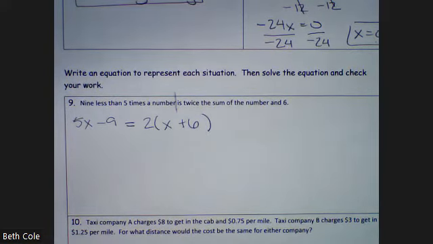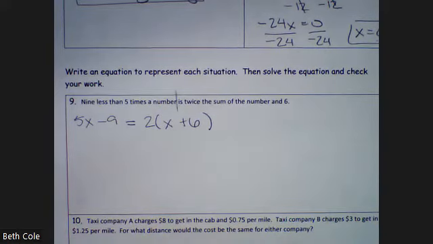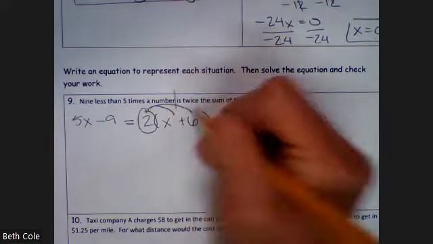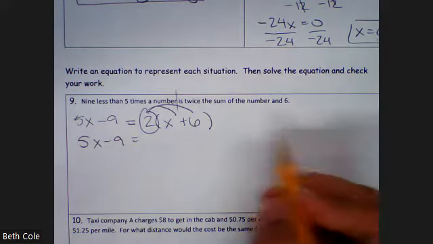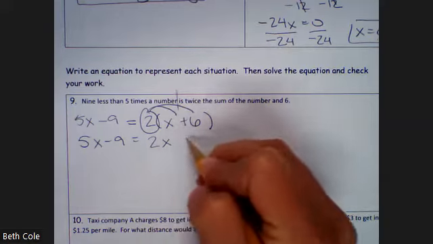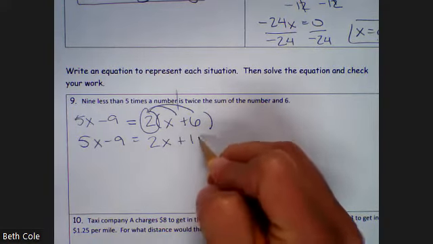And I said this last time, but I'm going to say it again. If you lose your mind, make up an equation and solve it. I'm not joking. I can give you partial credit for that. But if you leave the problem blank, I can't help you. Right? What are we going to do with this 2? What's our first step here? Distribute. When you see parentheses, you're going to have to distribute. So 5x minus 9 equals 2x plus 12.